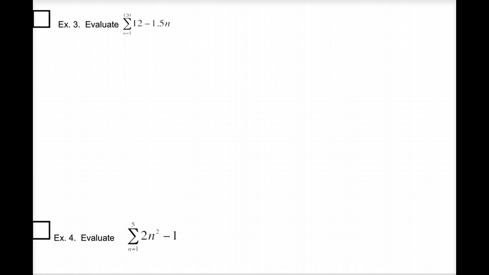Okay, example 3, same thing. You might want to pause me here and give it a shot. What we have here, again, is linear. It's got a y equals mx plus b. Look, it's got a slope of negative 1.5. It's got a y-intercept of 12. I'm just going to go straight to the pattern on this one.